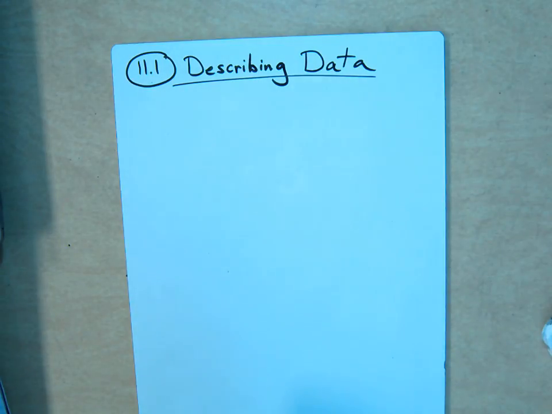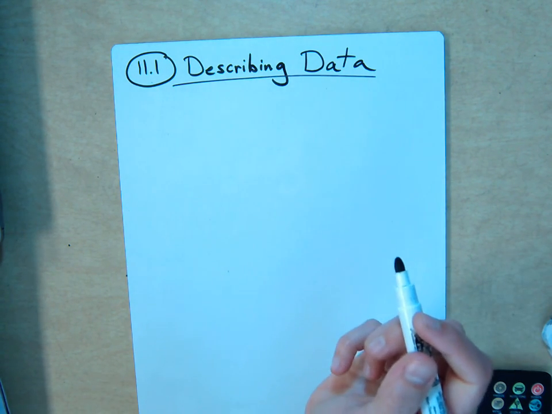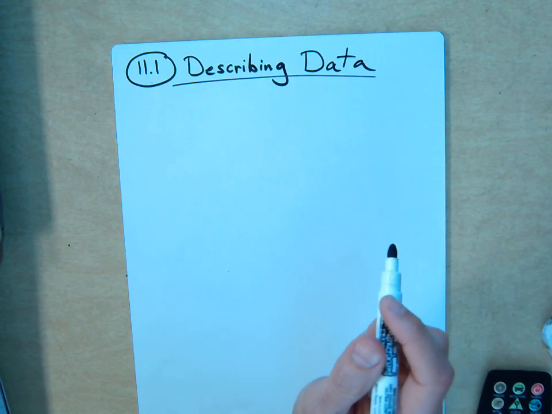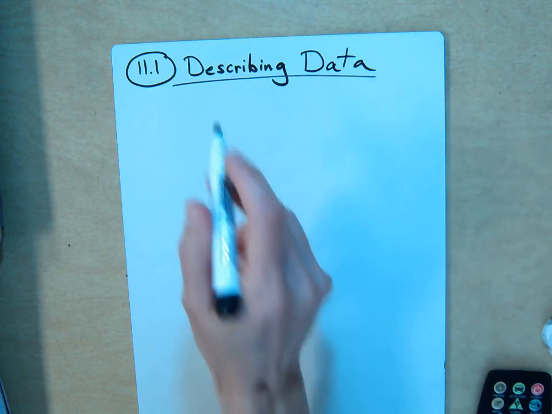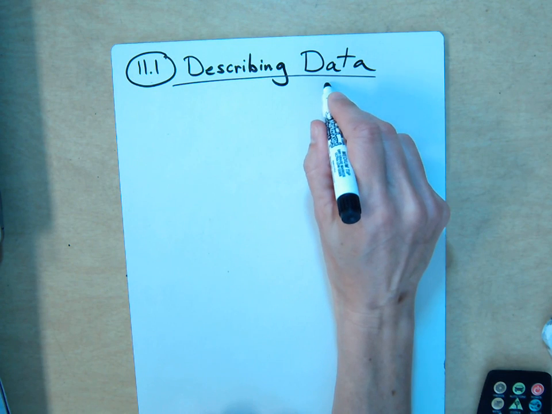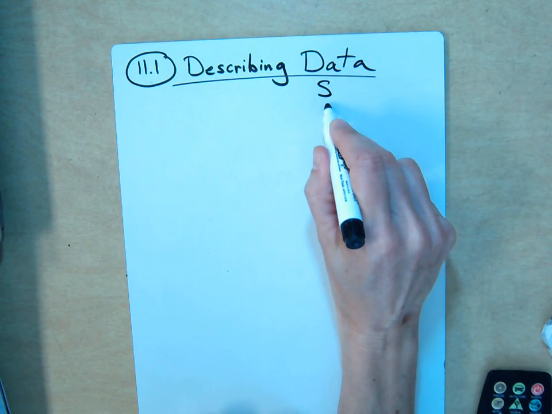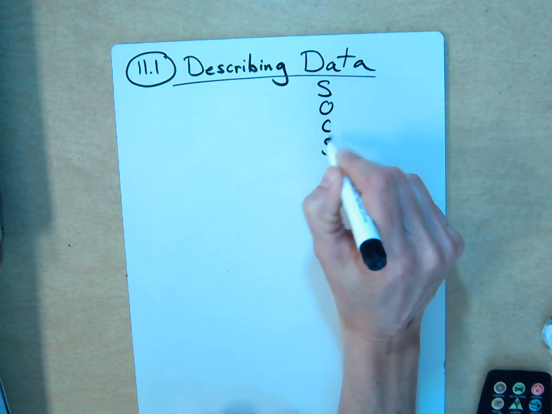So we're looking at just how do we describe data, and you'll get to see the data in real context when you do your book problems today. So we're in section 11.1, and to describe data, there's a nice little acronym called SOCS. It's not spelled correctly, but it's like this: S-O-C-S.